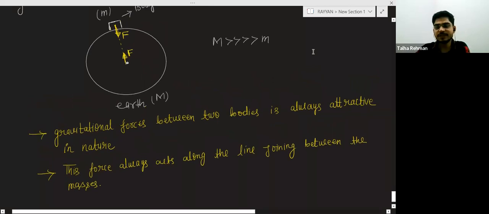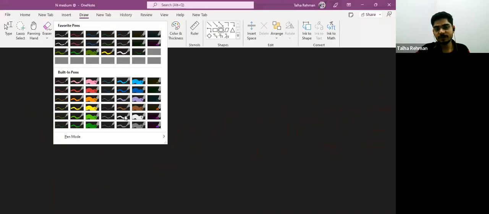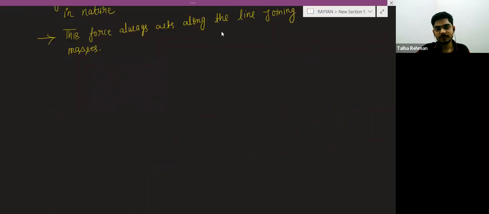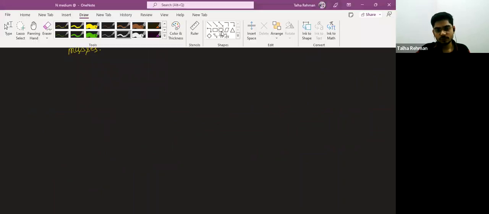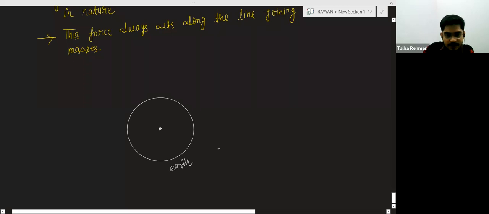So basically, what is happening here? When you are studying physics, you have to keep the practical aspect in mind. So basically, this is the Earth. I am explaining this phenomenon. This is the center of the Earth, and this is the surface of the Earth.